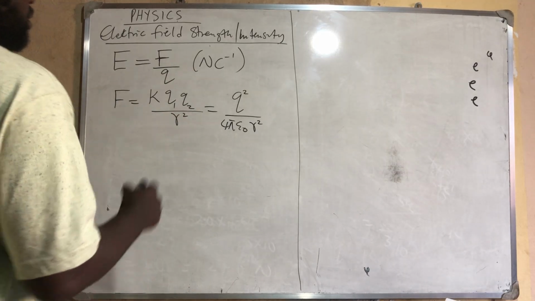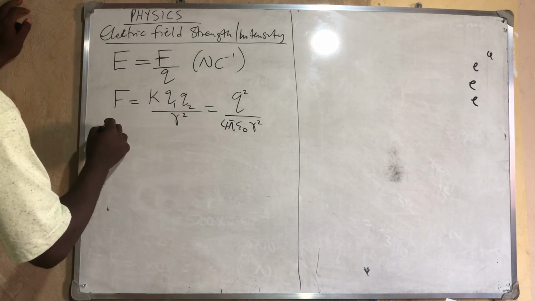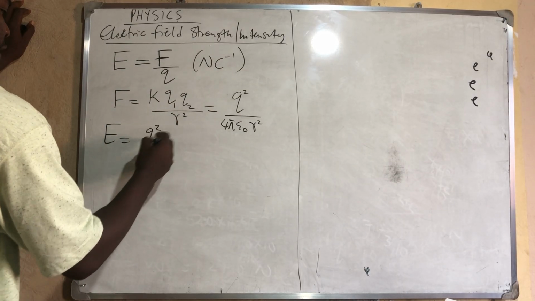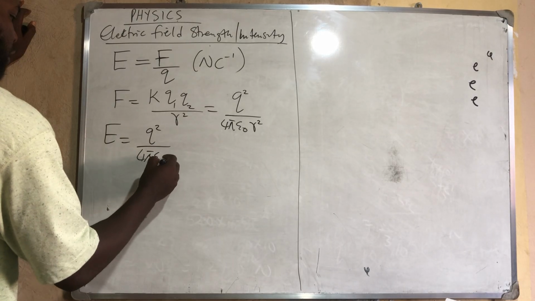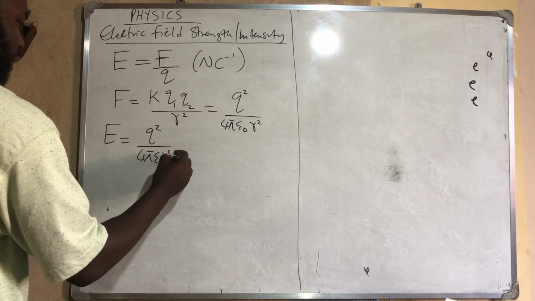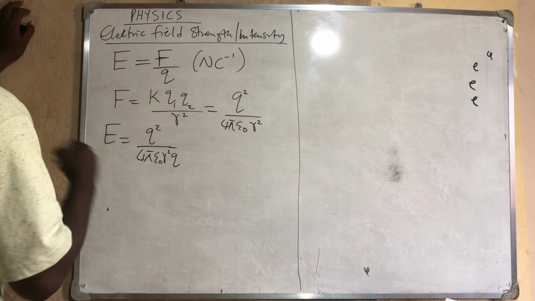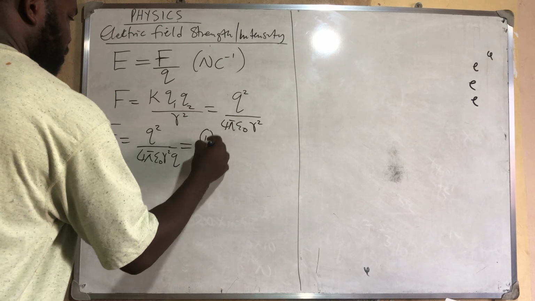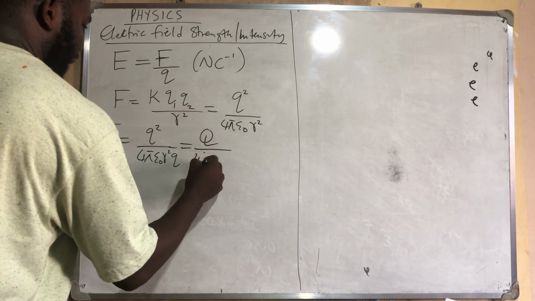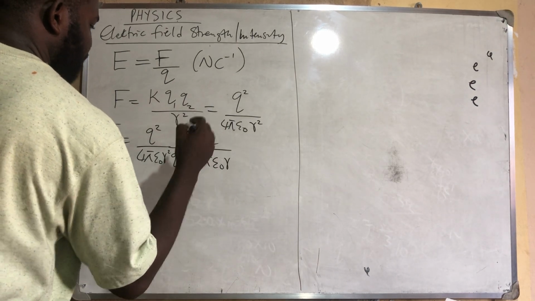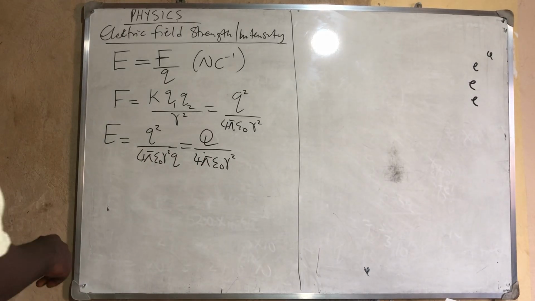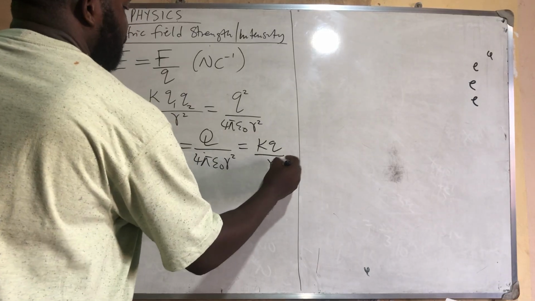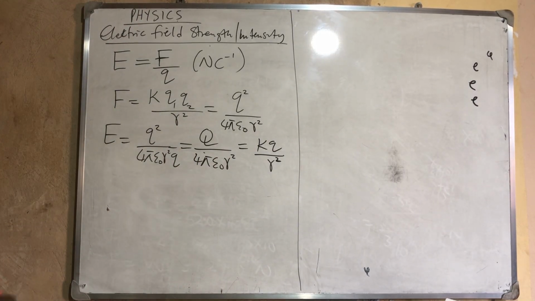So if you now put this here, you will see that electric field intensity is equal to, instead of putting force, q squared all over 4 pi e naught r squared. Then don't forget that there is a q here. So if one of these q takes care of one of these q, I'm having that electric field intensity is q all over 4 pi e naught r squared, or you say it is Kq over r squared. So this is the formula for electric field intensity.